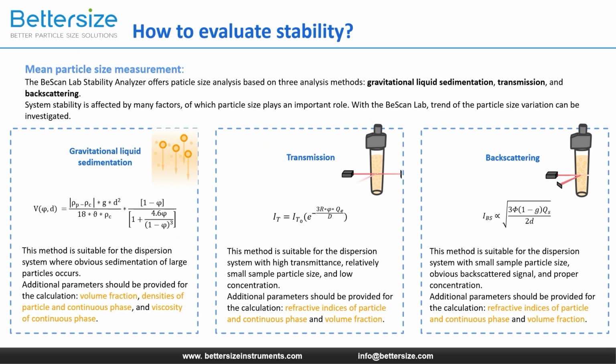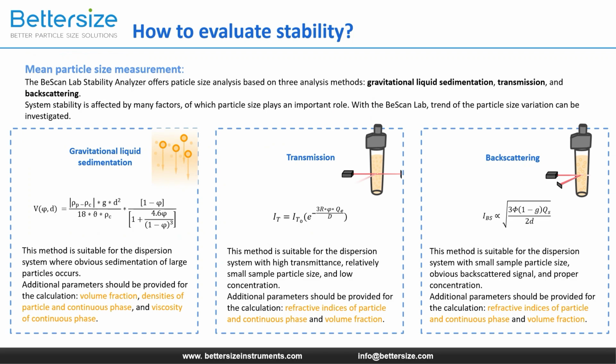The BeScan Lab offers particle size analysis based on three methods, namely gravitational liquid sedimentation, transmission, and backscattering. The gravitational liquid sedimentation is suitable for large particles that tend to settle down. The transmission method is suitable for clear, diluted dispersions with small particle size. The backscattering method is suitable for dispersions with small particle size, proper concentration, and a strong backscattering.